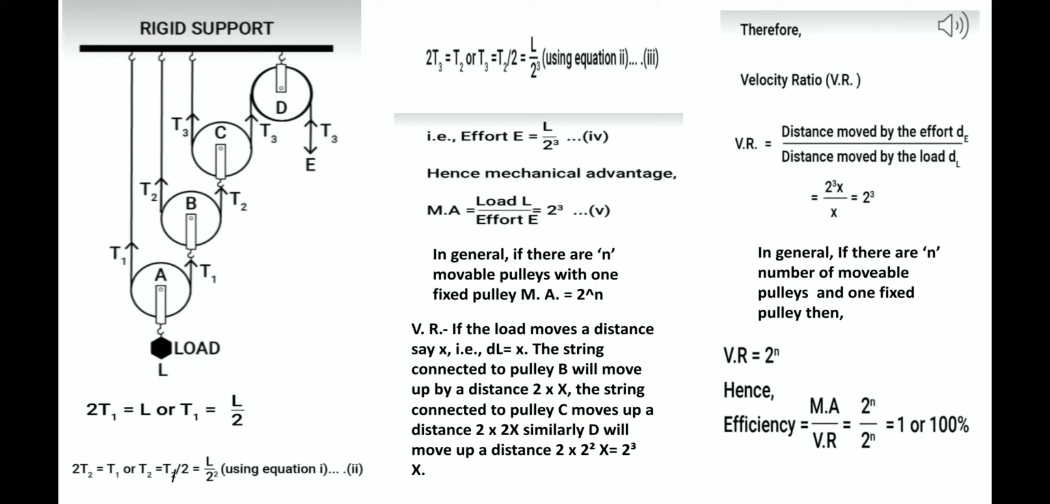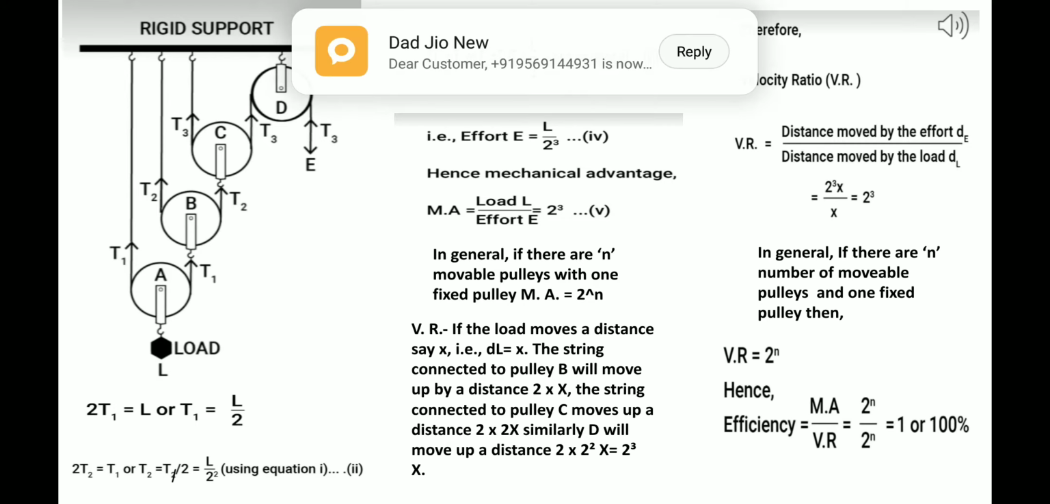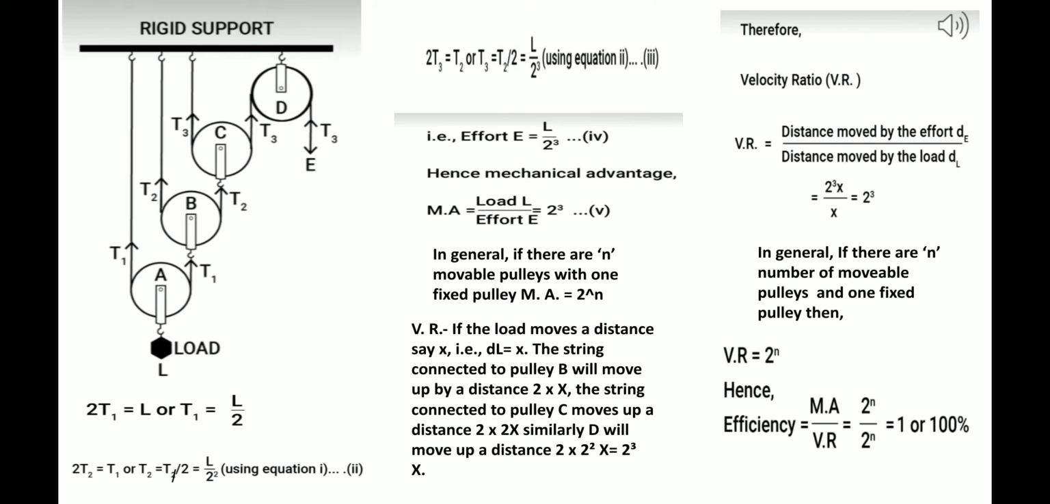In this only we have velocity ratio now. Now this is something more to understand here. This is a difficult part. Now, velocity ratio depends on distance moved by effort to distance moved by load. Now, if load moves distance x, we studied while we were studying the movable pulley, if load moves distance x, then pulley A will move up by 2x.